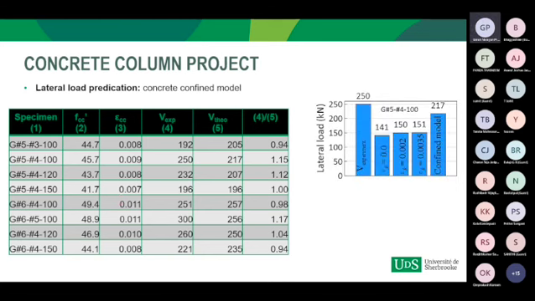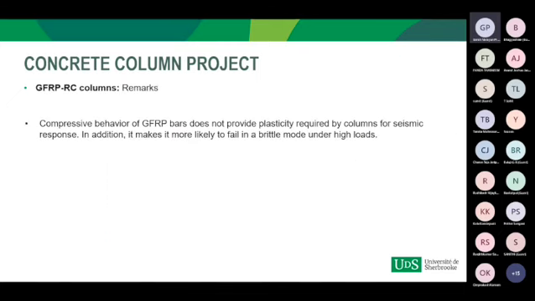So the calculated lateral load capacity using the confined concrete model was almost comparable. It was around 217 compared to the 250 value. So it was nearby. So the GFRP reinforced concrete column could be suitable for medium rise structures in low to moderate seismic zones. Because the compressive behavior of the glass fiber reinforced polymer bars in GFRP reinforced concrete column does not provide the plasticity required for the seismic response, and it makes it more likely to fail in a brittle mode under high loads.